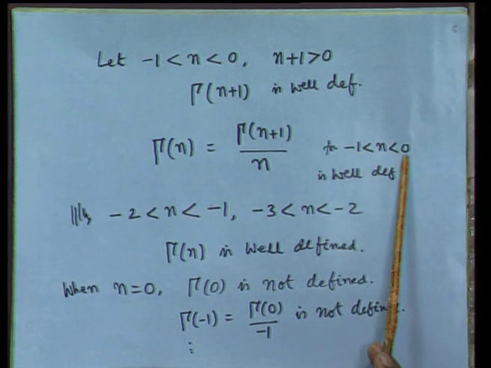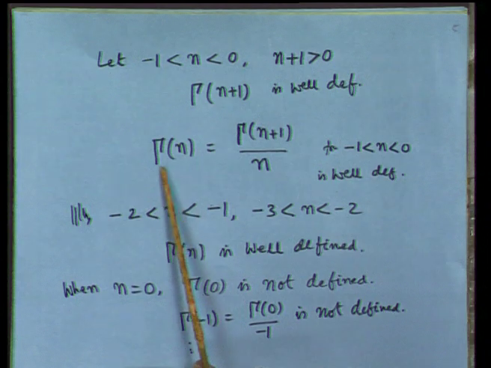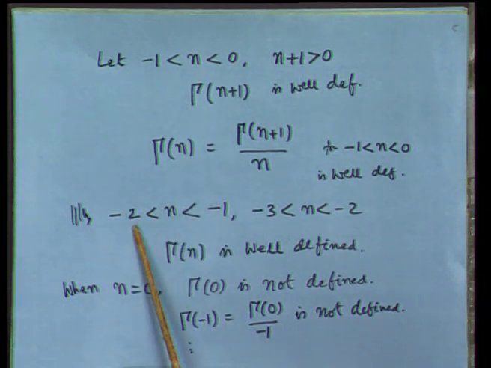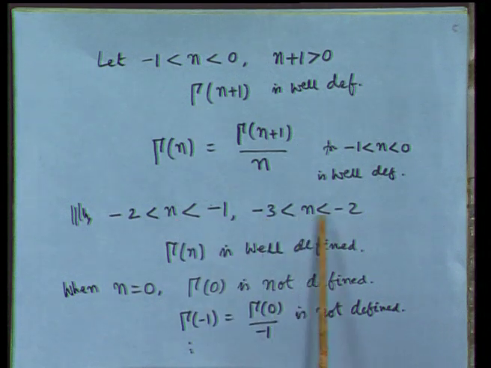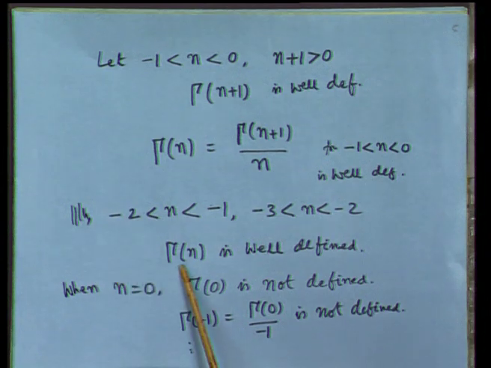Similarly, you can extend the definition of gamma n for values between minus 2 and minus 1, or between minus 3 and minus 2. For all these values gamma n is well defined.